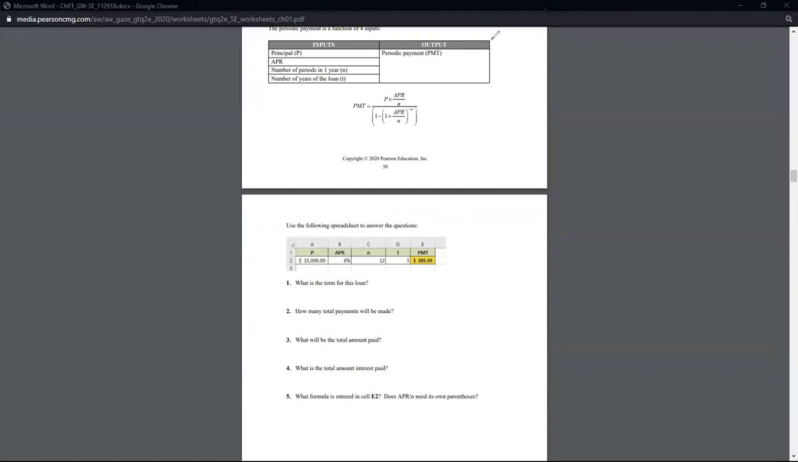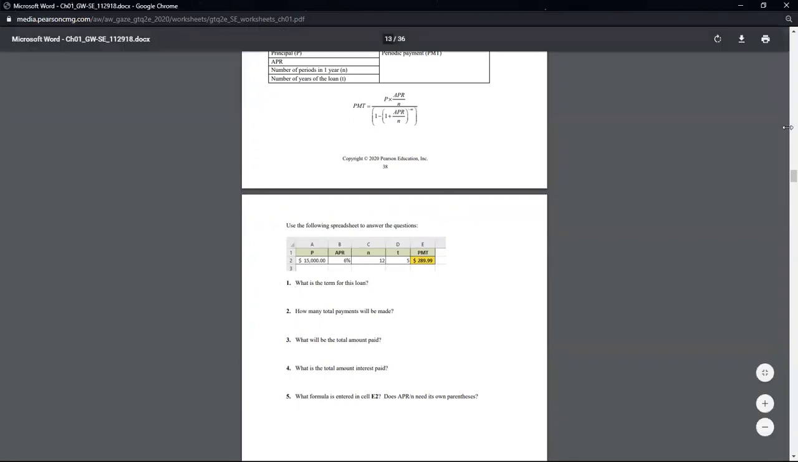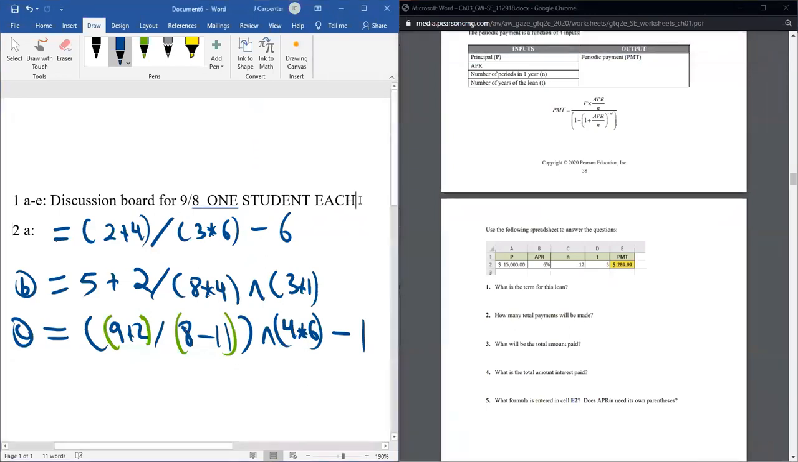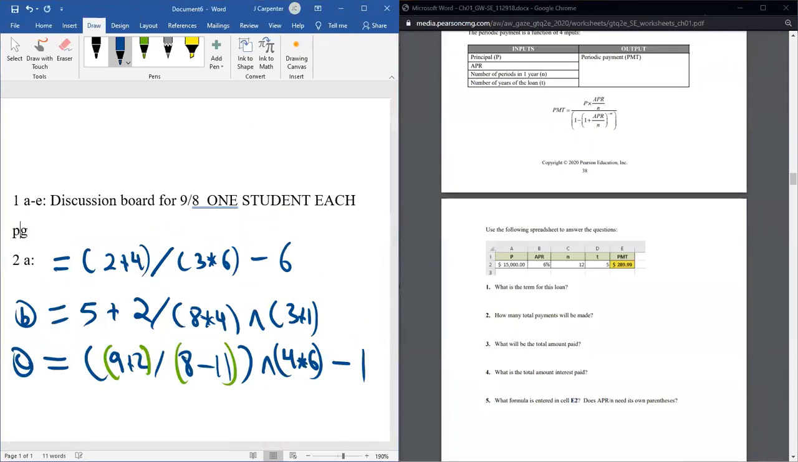So I got to clear my screen. I got to come off of annotate. So discussion board. And then page 39. The other page was 37, by the way. And I'll have all this on the screen at the end. So 39, 1 through 4.